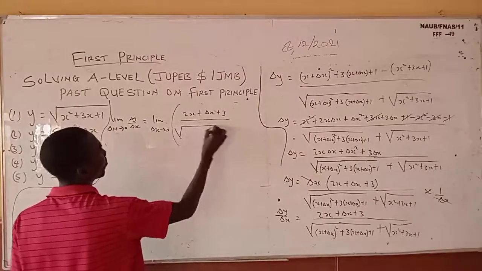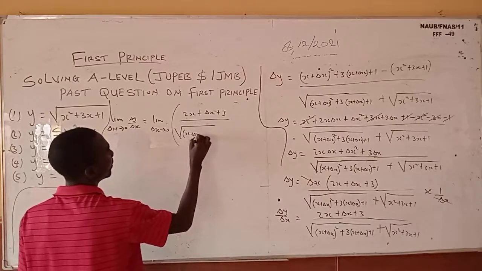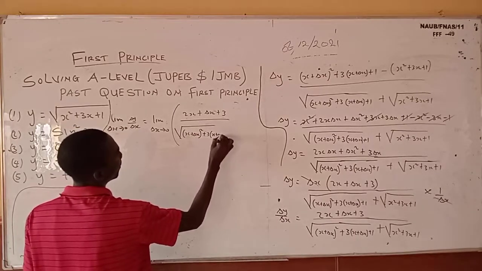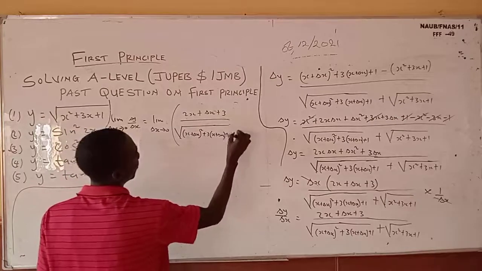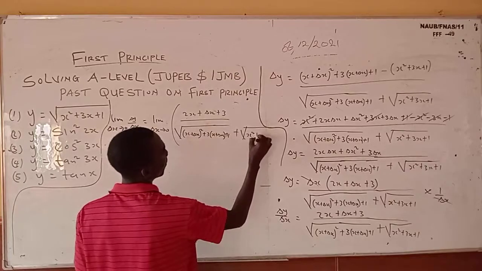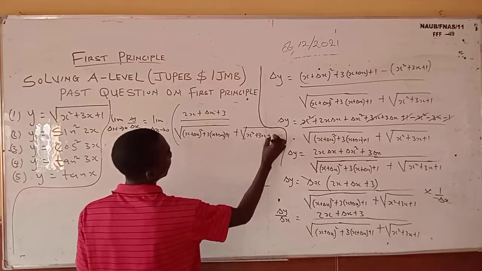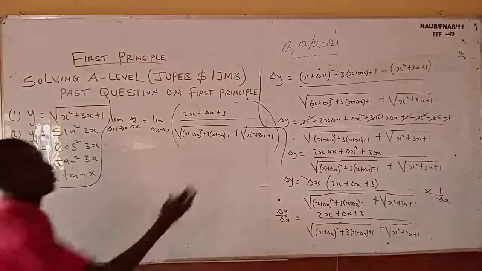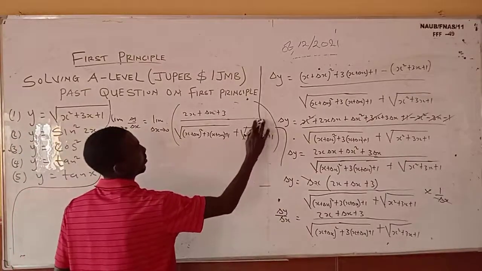square root of (s plus change in s) all squared plus 3 into (s plus change in s) plus 1, plus square root of s squared plus 3s plus 1. I hope you get this. Let me clean this part.